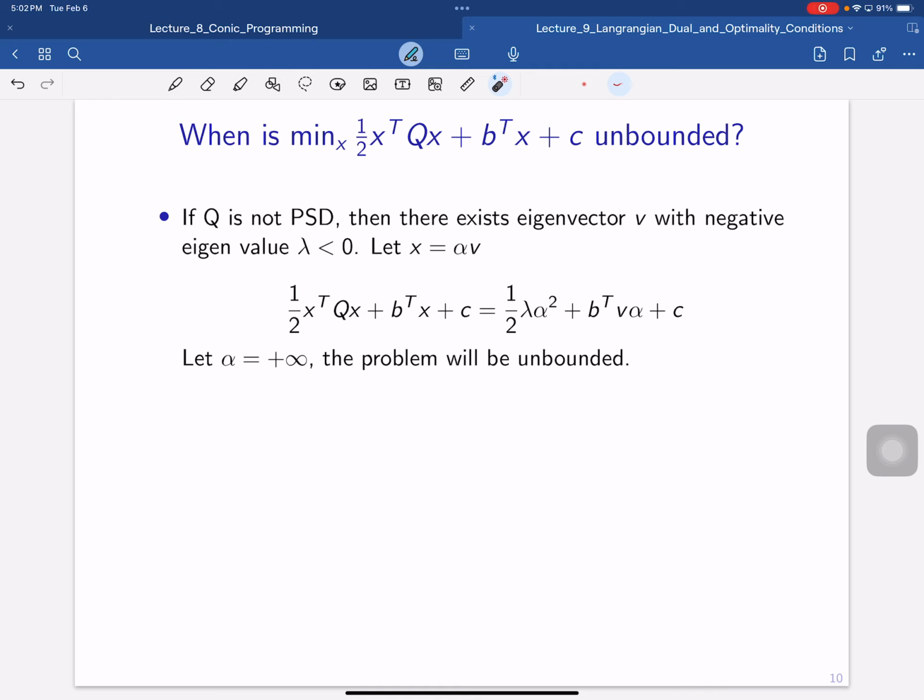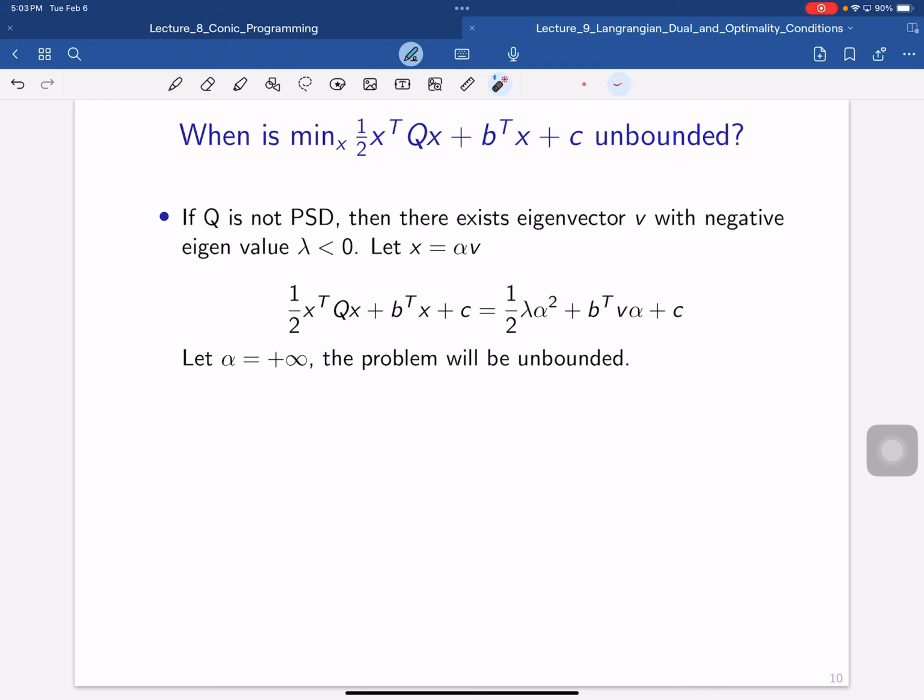Because by definition, if Q is not PSD, then there exists an eigenvector with negative eigenvalue, right? That's just the definition of a matrix not being PSD. So let's assume X is alpha times this eigenvector. You plug X into this equation, and you will find the rest of the problem is a quadratic function of alpha. You have an alpha squared term and an alpha term, right?